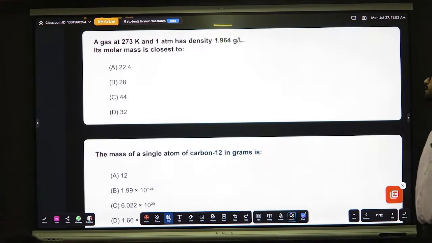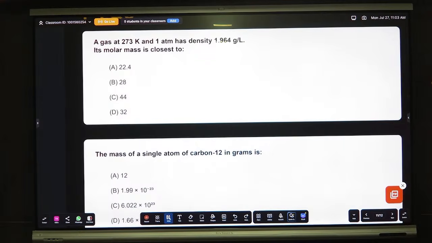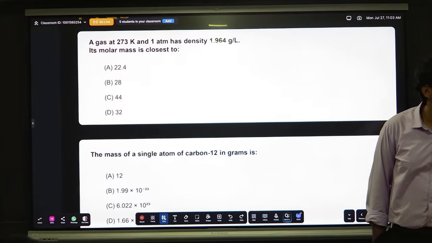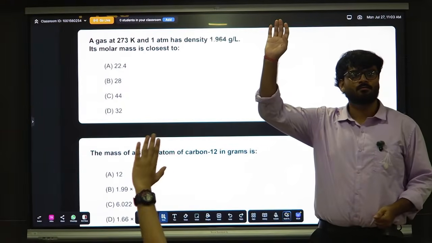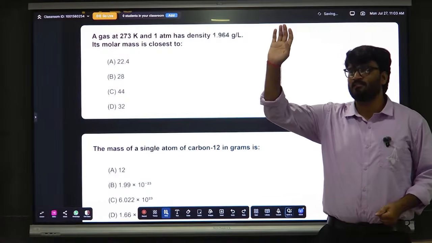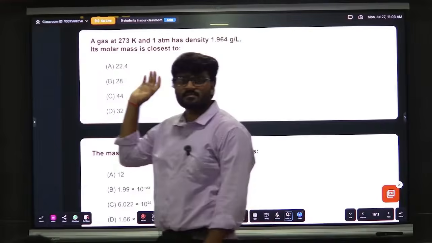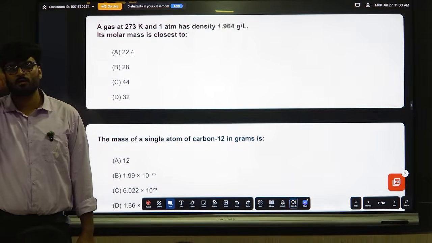A gas at 273 Kelvin and 1 atm has this density. Its molar mass is closer to what? How many got answer C? Very good, it's the correct answer. After I said very good, 2 people raised their hands. Okay, 44 is the right answer. Why is not everyone getting the answer? Still doing? Try.